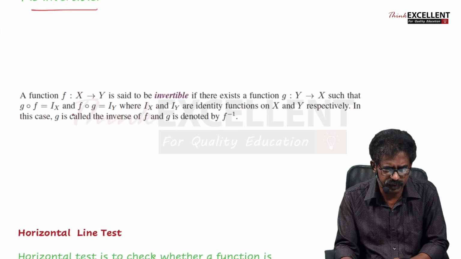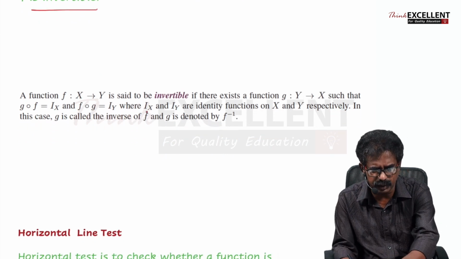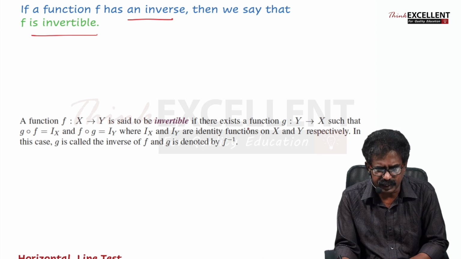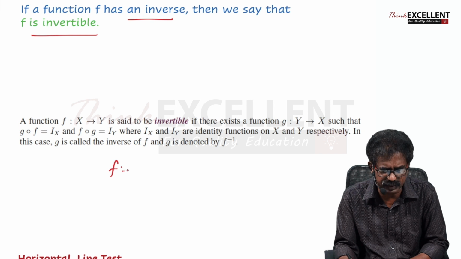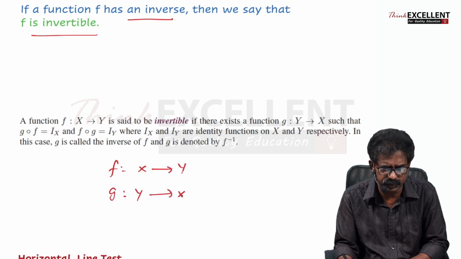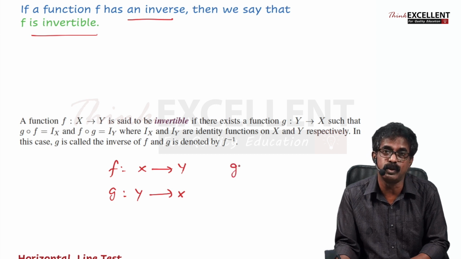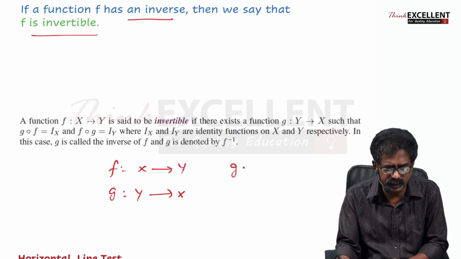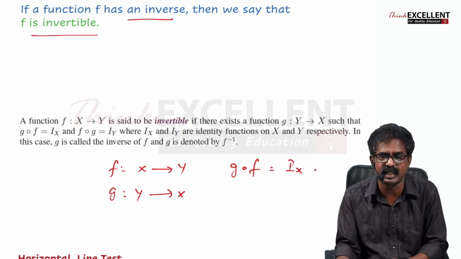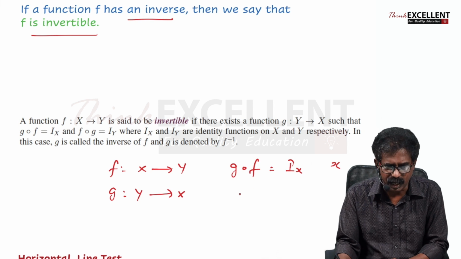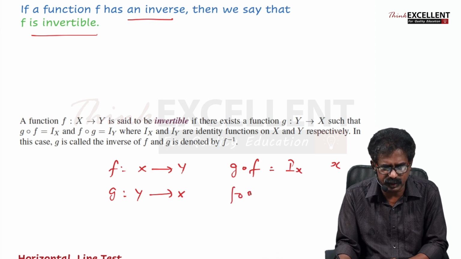A function f from X to Y is said to be invertible if there exists a function g from Y to X. f is a function from X to Y and g is a function from Y to X, such that, this is another way how to prove. When you do the sums, we are going to use this, okay? g composition f of x, when you find, you will get the identity of x. Identity of x means it is x. Also, f composition g of y equals identity of y. That is, your answer will be y.